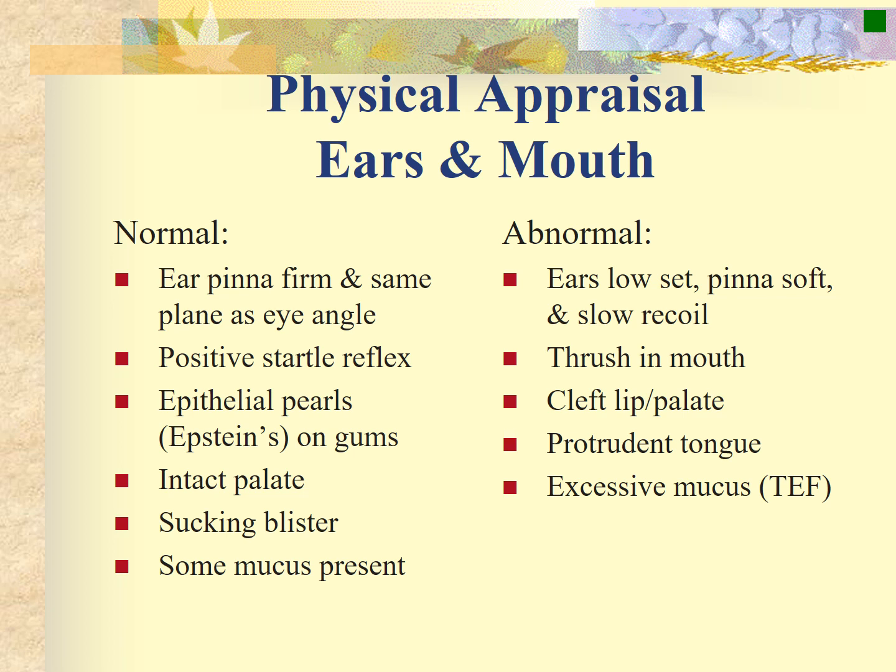They might have thrush in the mouth. That's a whitish substance in the mouth indicating yeast. Of course, cleft lip or palate, which we're evaluating for. A protruding tongue that looks too big for their mouth is a potential sign of Down syndrome. And then excessive mucus: where they have a tracheoesophageal fistula, they can't swallow it all. So there's a lot of mucus. It has to come out somewhere. It'll come out through the mouth instead of being swallowed.